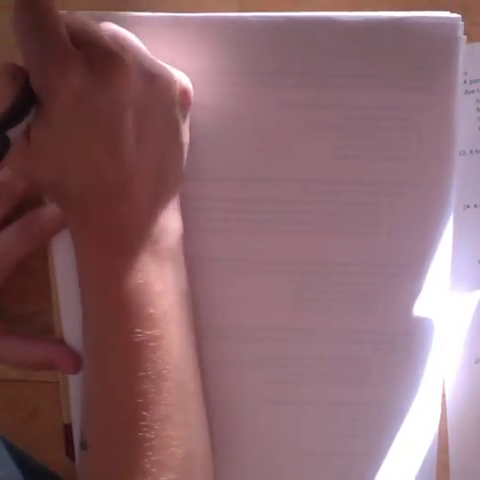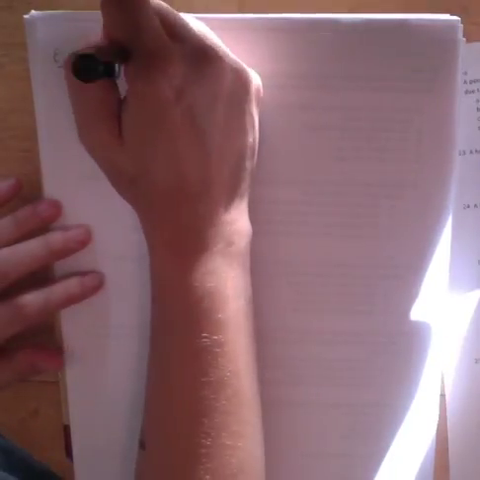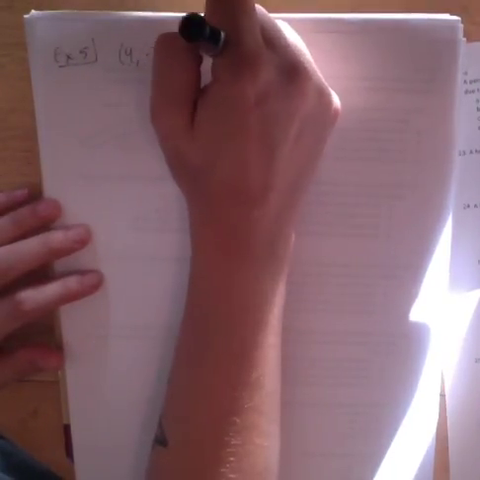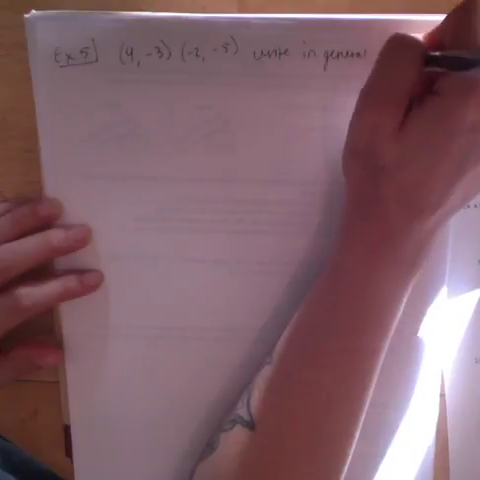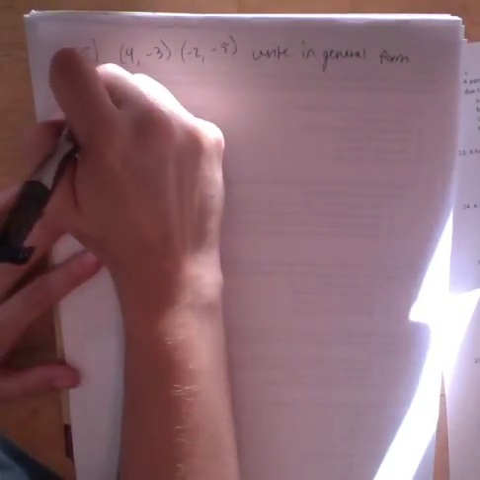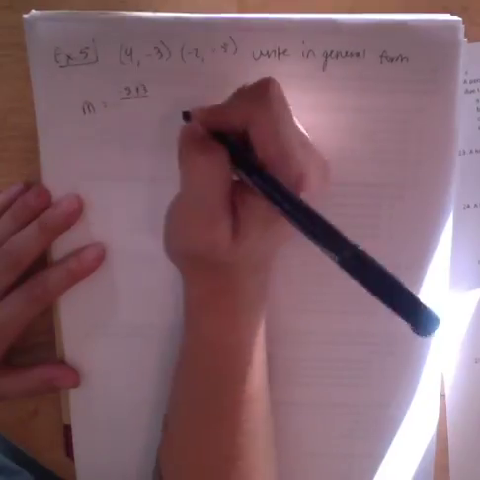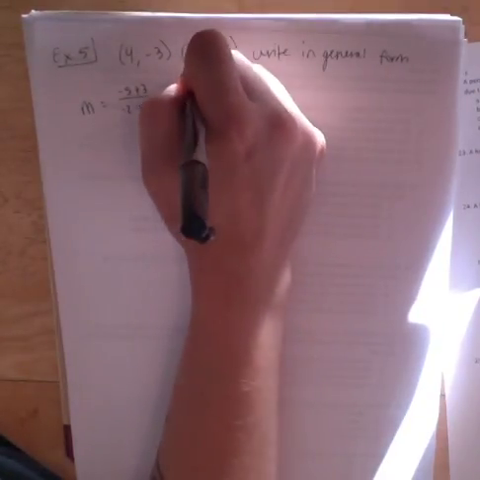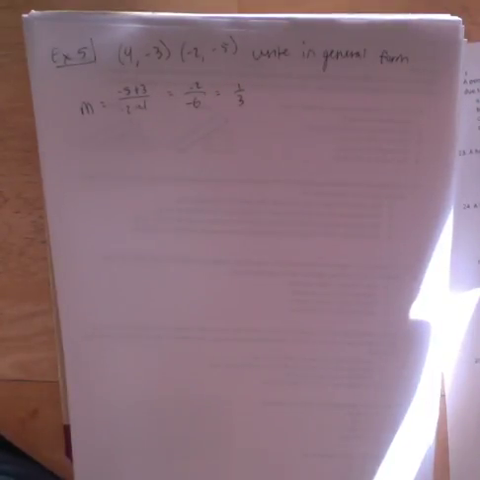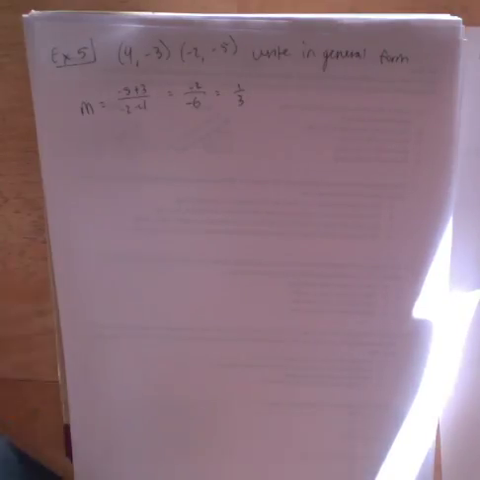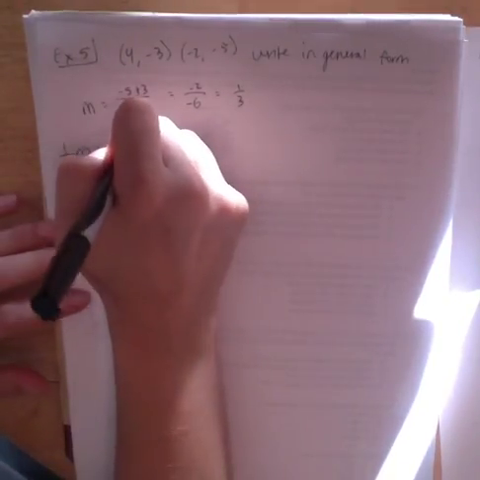All right, let's do another example. We want to find the equation of the perpendicular bisector of the line segment whose endpoints are 4, -3, and -2, -5. And we want to write it in general form. Okay, so we first find the slope between these two, which is the change in y over the change in x. So this gives me -2 over -6, which I know is 1 over 3. Okay, so I have to find my perpendicular slope, which will be -3.